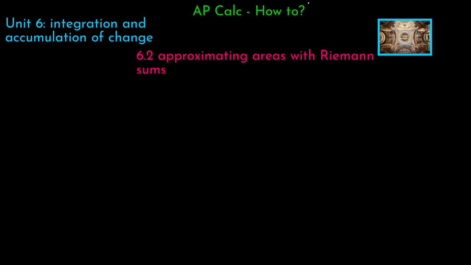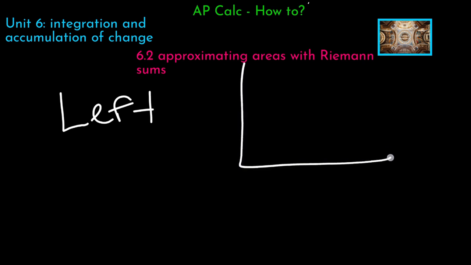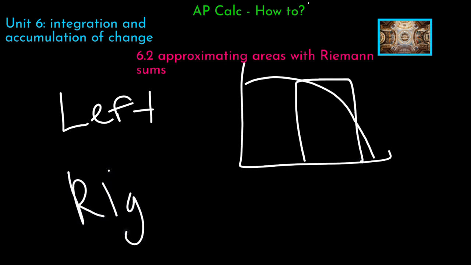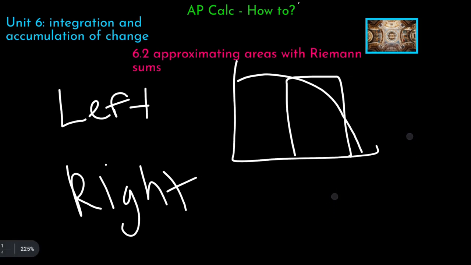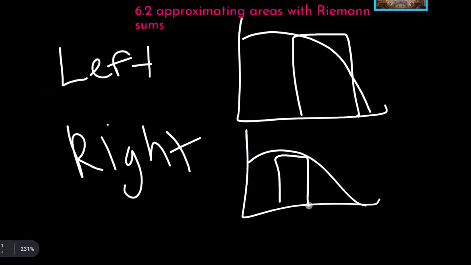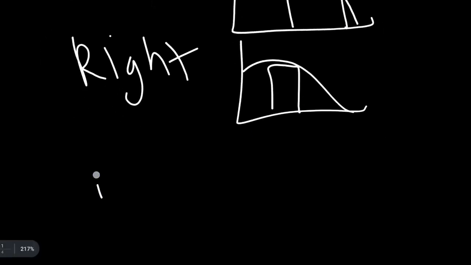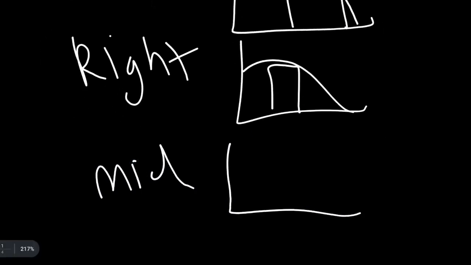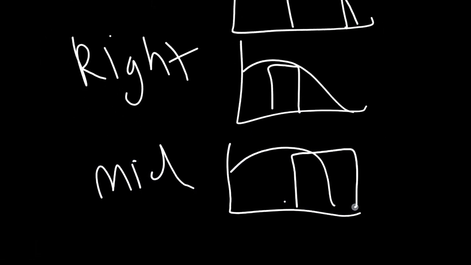Riemann sums estimate this by using rectangles. There are three main types. Left Riemann sum: use the left endpoint. It's going to look something like this. Left endpoint of the rectangle. Right Riemann sums, where you're going to use the right end of the rectangle. And then midpoint Riemann sums, which are going to look something like this.